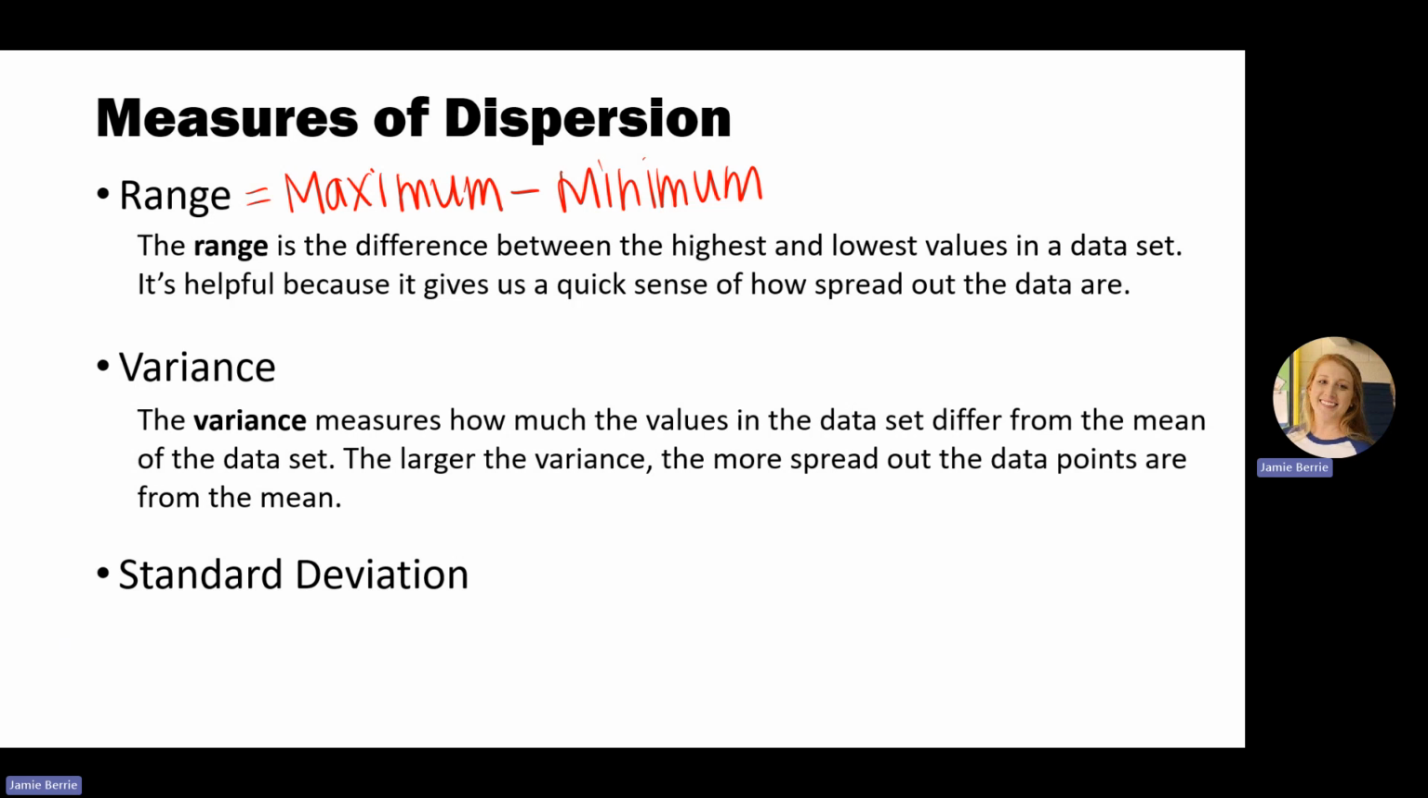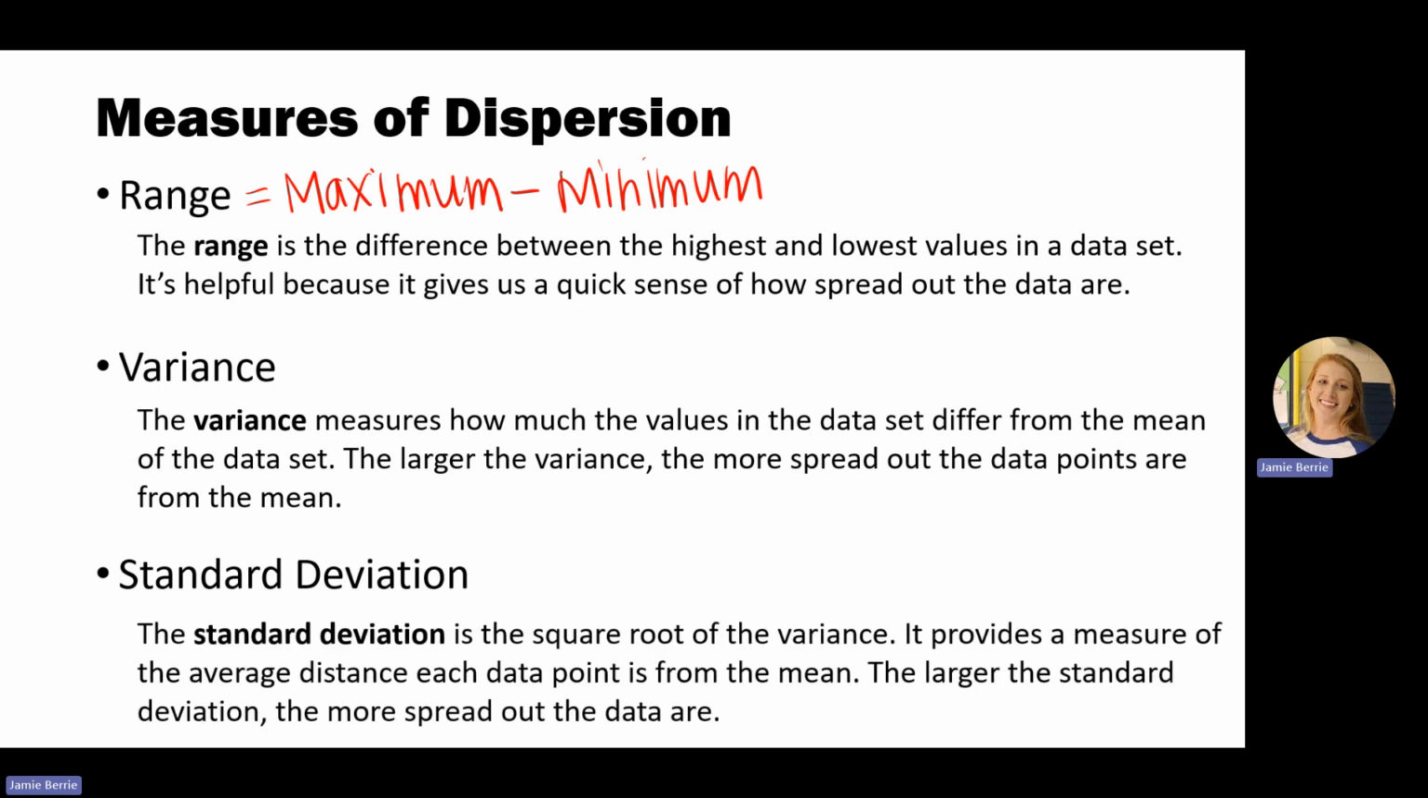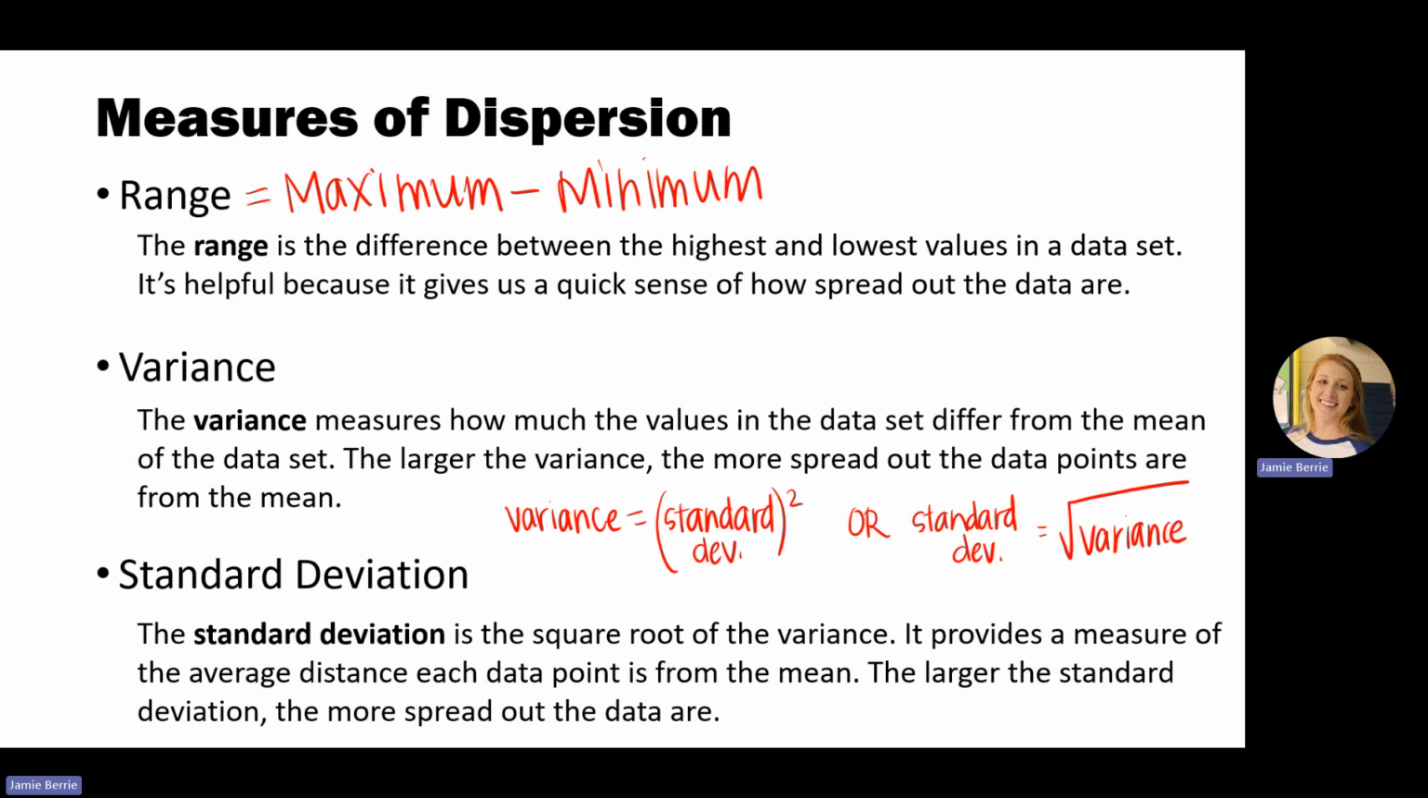All right, and then from the variance, we can calculate what we call the standard deviation, and it's just the square root of the variance. All right, so let me just write a couple little algebra things here to show you the relationship. So the variance is equal to the standard deviation squared, or you can think of it as the standard deviation is equal to the square root of the variance. These are two versions of the same formula. They're just algebraic rearrangements of the same formula.